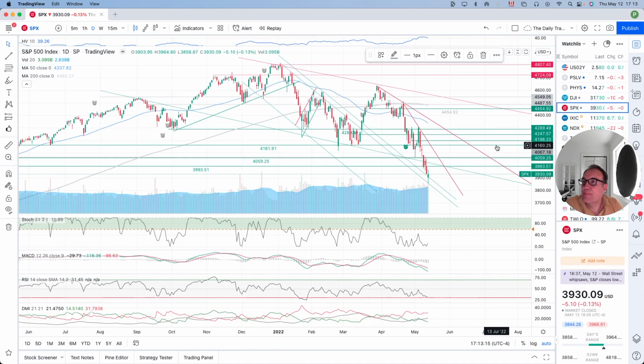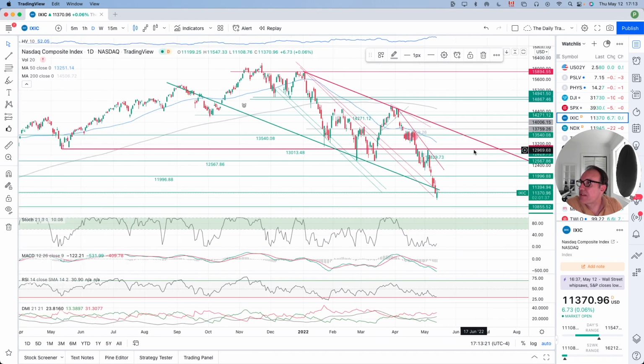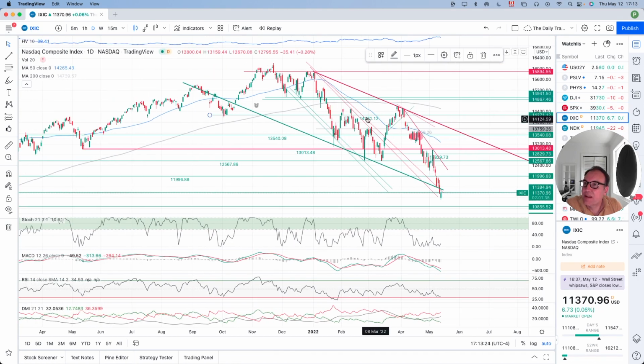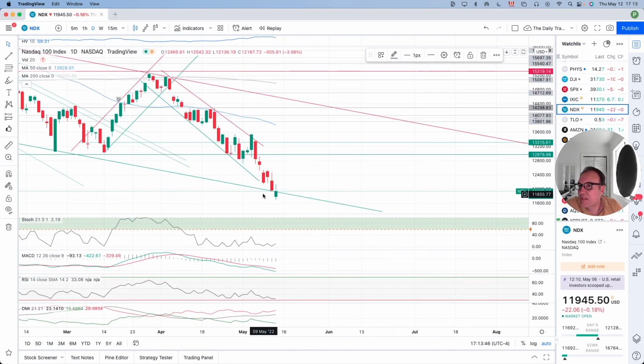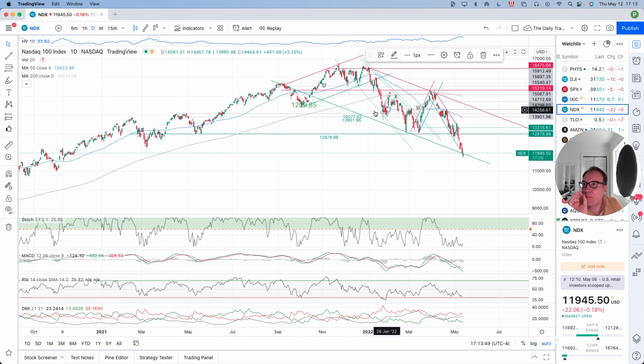So S&P, SPX seems to have been stopped here at support. Nasdaq Composite is also looking like it's getting very close to this support right here. And Nasdaq 100, I would say, broke inside of it. So maybe we have reached a local minimum here, and maybe things are going to look up a little bit.